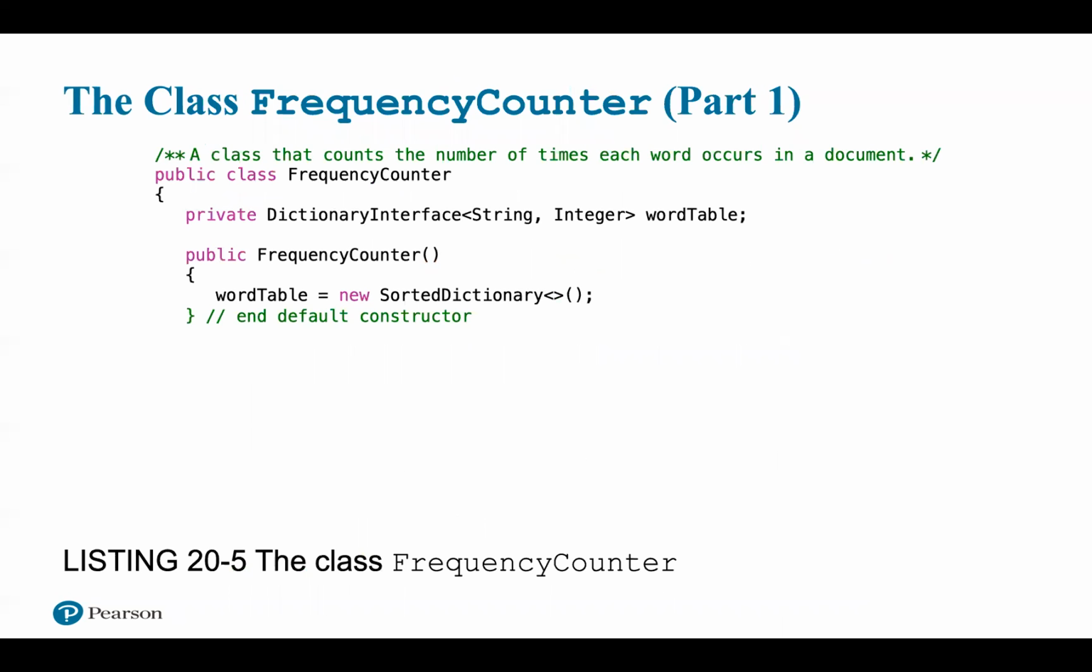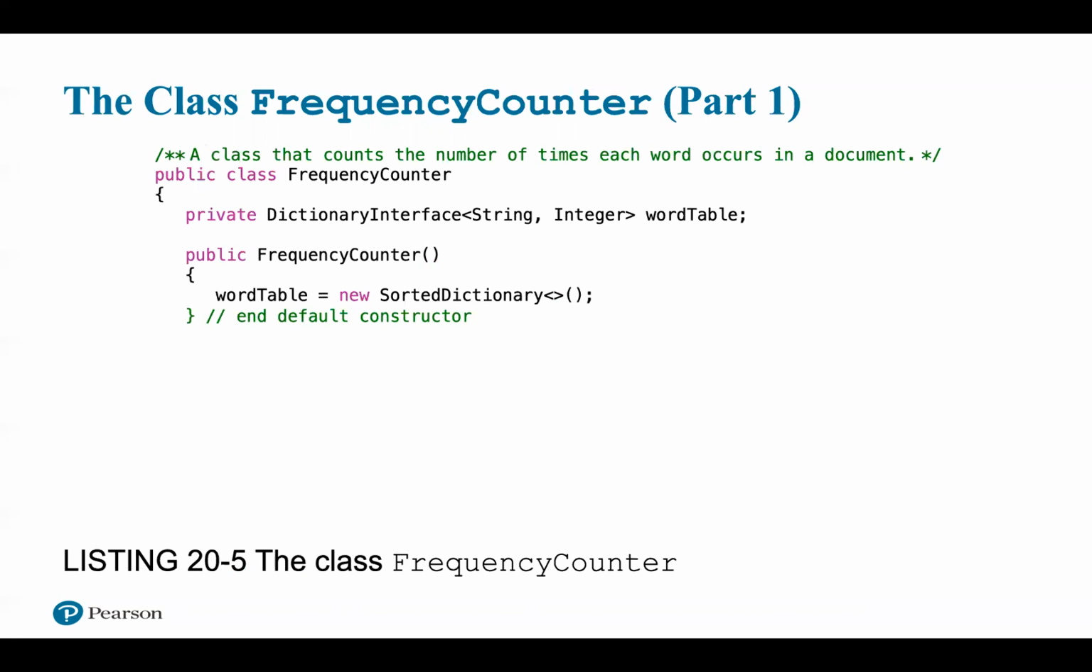Is the ADT dictionary the right one to use for this problem? A word and its frequency of occurrence in the document form a pair that is suitable as an entry in a dictionary. If we want to know a given word's frequency, the word should be the search key. Also, the words in the dictionary must be distinct, and if they are sorted, we can display them in alphabetical order. Thus, a sorted dictionary with distinct search keys is an appropriate choice for this problem.